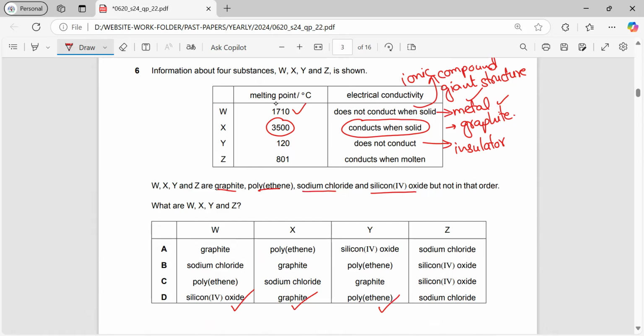Z, its melting point is a bit higher and it conducts when molten. So it can be the ionic compound, because ionic compounds do not conduct in the solid form, but they do conduct in the molten form. So the answer is D.